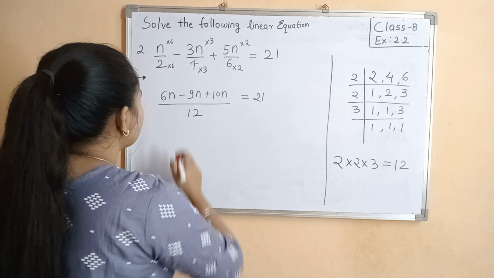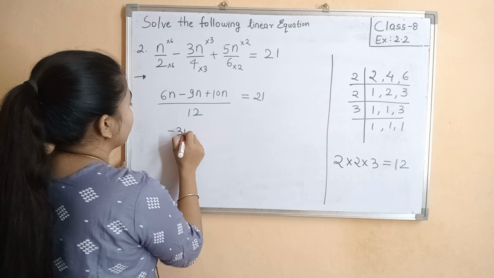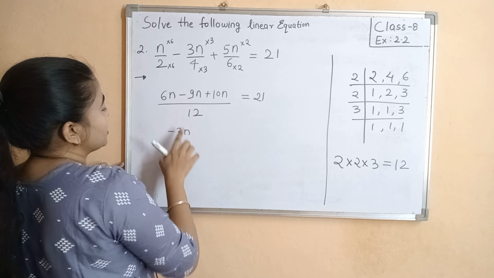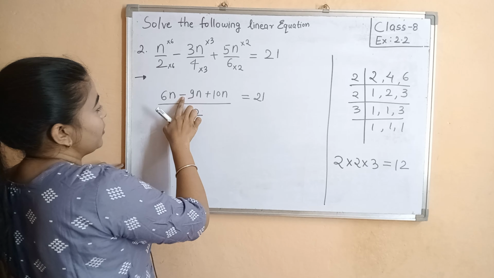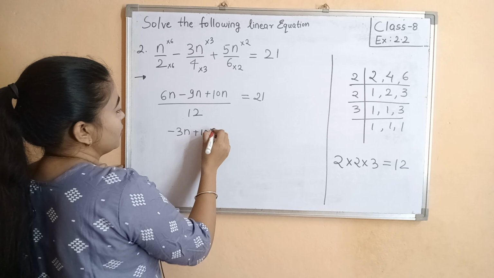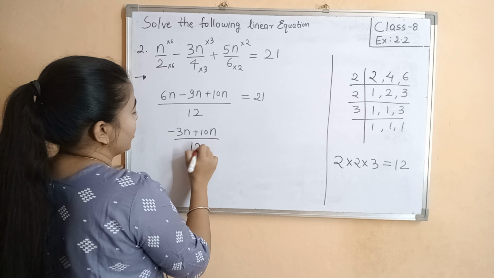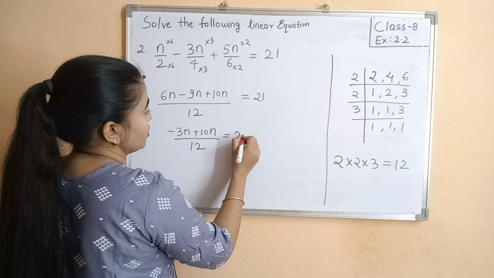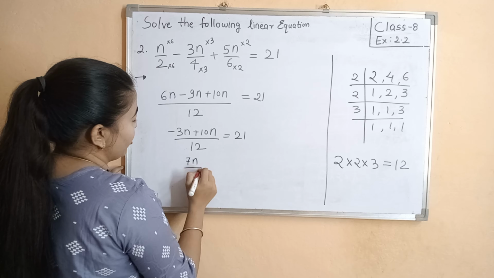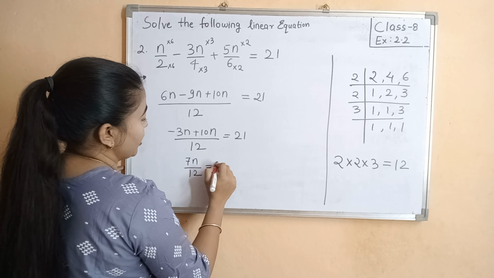Now solve this. 6n minus 9n. 9 minus 6 is 3n. What is the sign of the bigger number? Minus. So we will apply minus here. Minus 3n plus 10n whole upon 12 equals 21. See here, 7n by 12 equals 21.